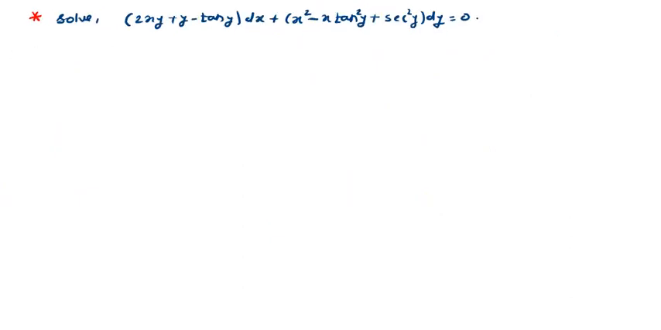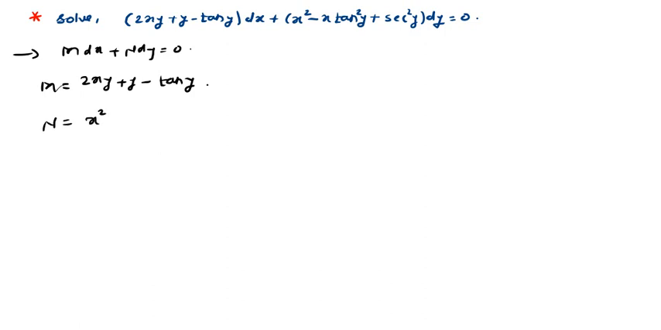Now we have one more example over this. Again compare with the standard one, M dx plus N dy equal to 0. So comparing, you will see the value for M is 2xy plus y minus tan y. And N is x square minus x tan square y plus sec square y.